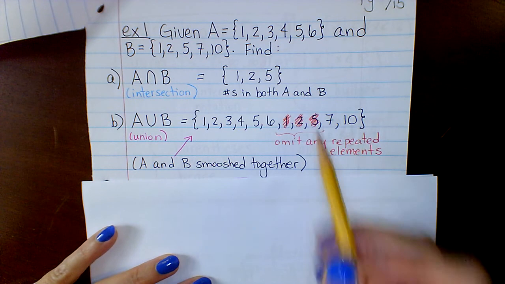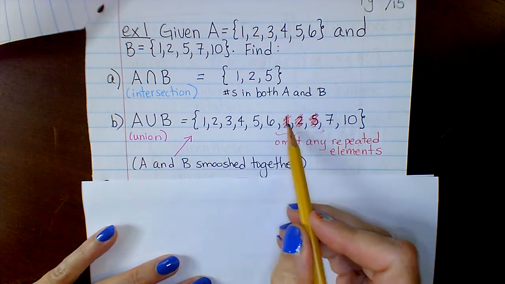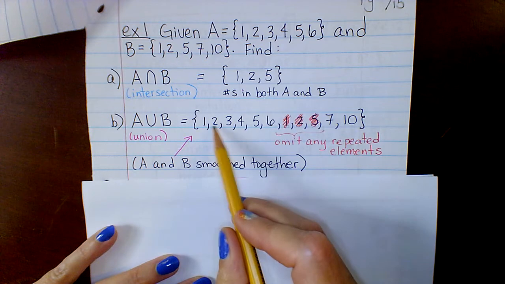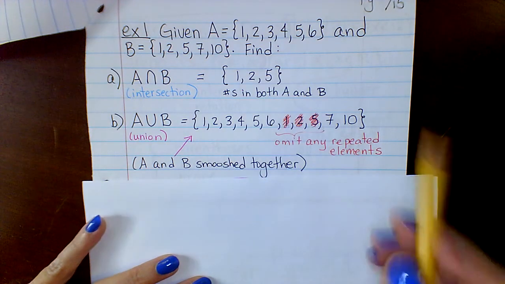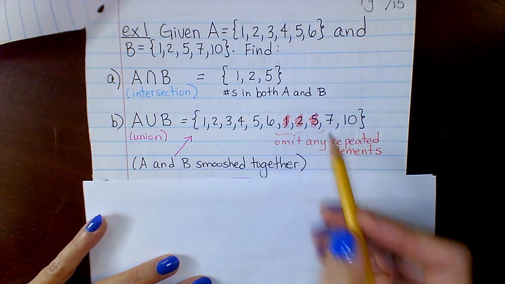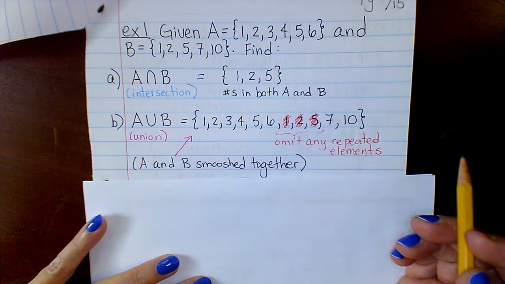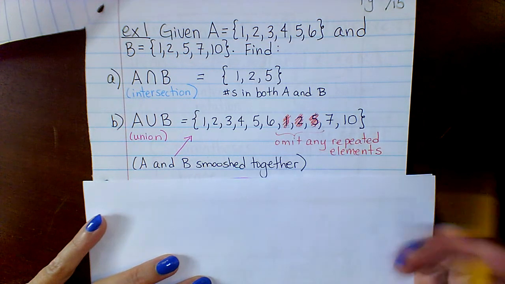Now here's what you got to do. You do have to omit any repeated elements. So like 1, oh, I already wrote it. 2, oh, already wrote it. 5, already wrote it. So I'm just going to scribble those out. That means my union is actually 1, 2, 3, 4, 5, 6, 7, 10. So just don't write those. But that's an easy way of doing the union, right? Just smush them together and scribble out any repeats.